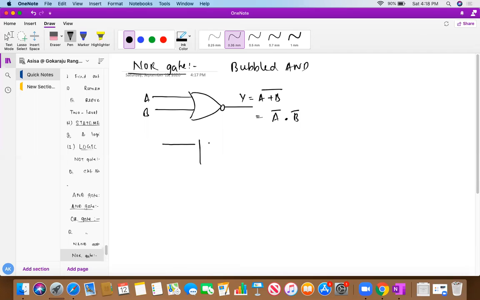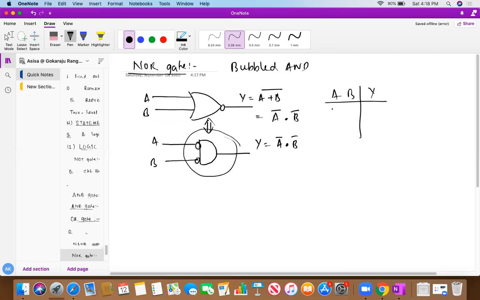I'm taking an AND gate here and giving the inputs through a bubble. Obviously if the input is A, with the bubble this will be A bar. So bubbled AND gate means, here what is the output? A bar and B bar. So this will be the similar functionality. So the NOR gate has similar functionality to the bubbled AND gate. This is a very important question. How it is useful, I'll tell you, don't worry. So what is the functionality of the NOR gate? Very simple. A, B and Y: 0 0 gives 1, 0 1 gives 0, 1 0 gives 0 and 1 1 gives 0.